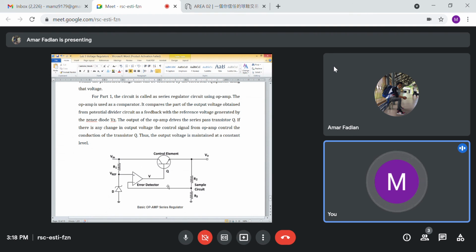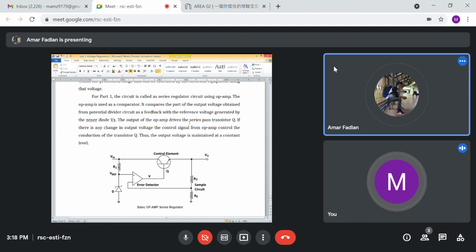So we can conclude that in all the lab parts, including part 3, we achieved and obtained the results that we were given. Thank you.